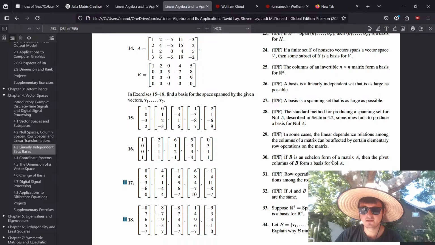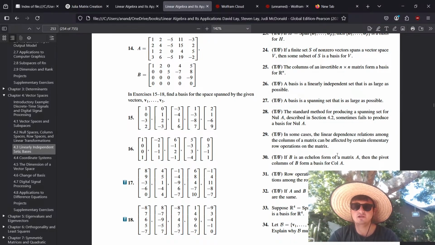Okay, 31. Row operations preserve the linear dependence relations among the rows of A. That is true, because row operations are just linear combinations. So, yeah. 32. If A and B are row equivalent, then their row spaces are the same. True. Okay, time to double check.